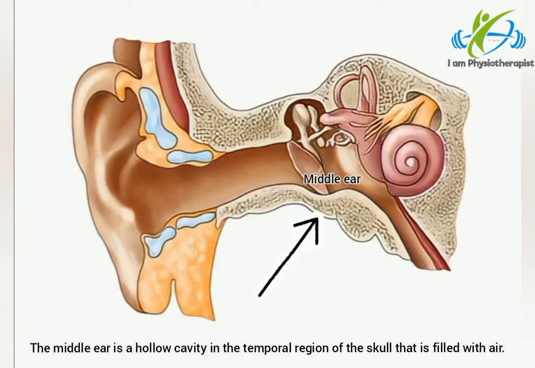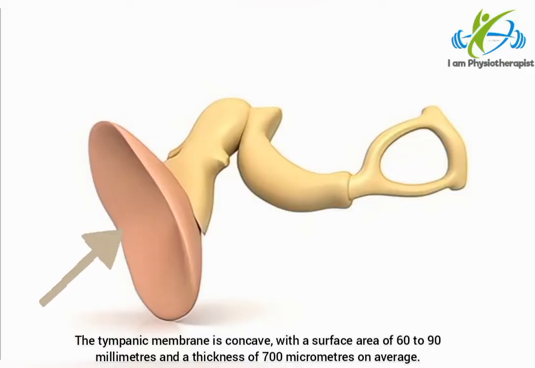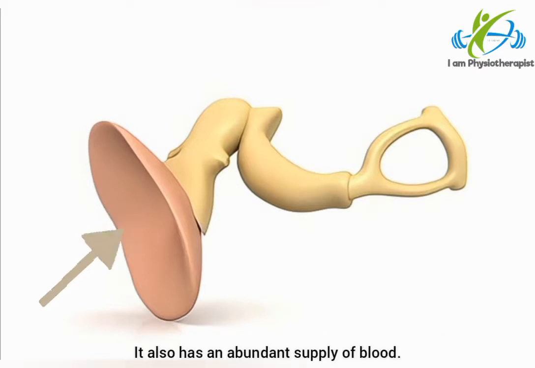The middle ear is a hollow cavity in the temporal region of the skull that is filled with air. It consists of the eardrum, the tympanic membrane, the Eustachian tube, and the ossicles. The tympanic membrane is concave with a surface area of 60 to 90 millimeters and a thickness of 700 micrometers on average. It also has an abundant supply of blood.